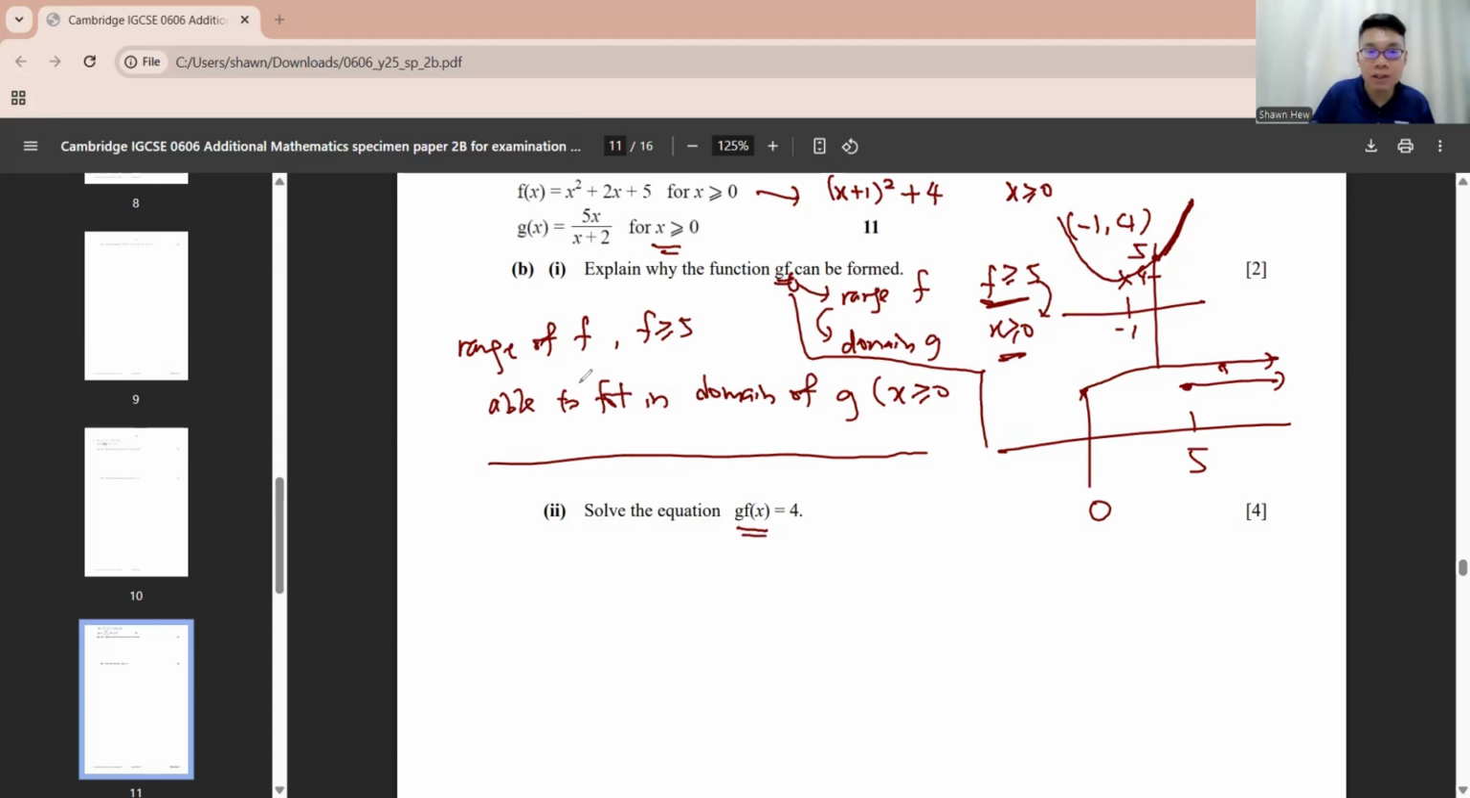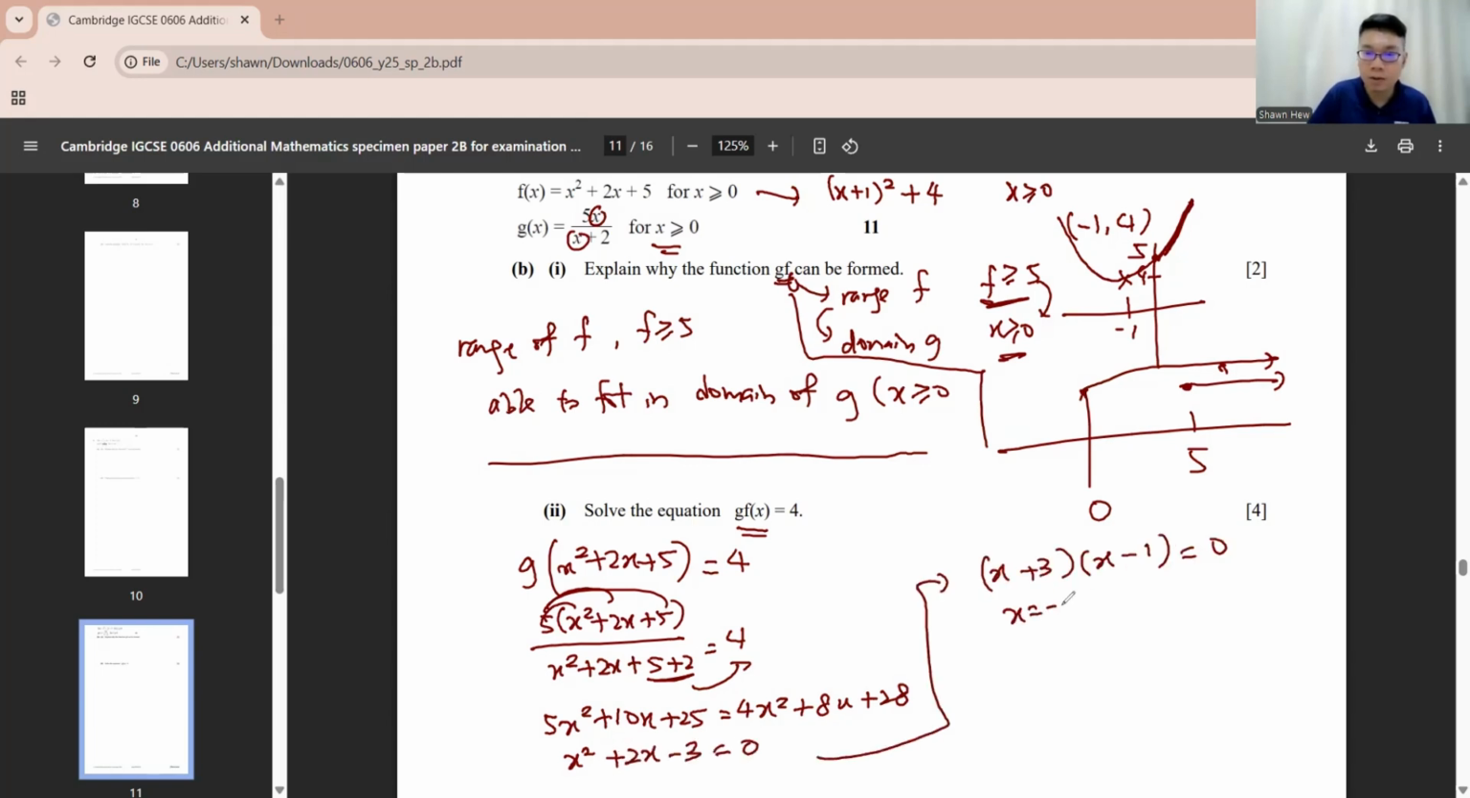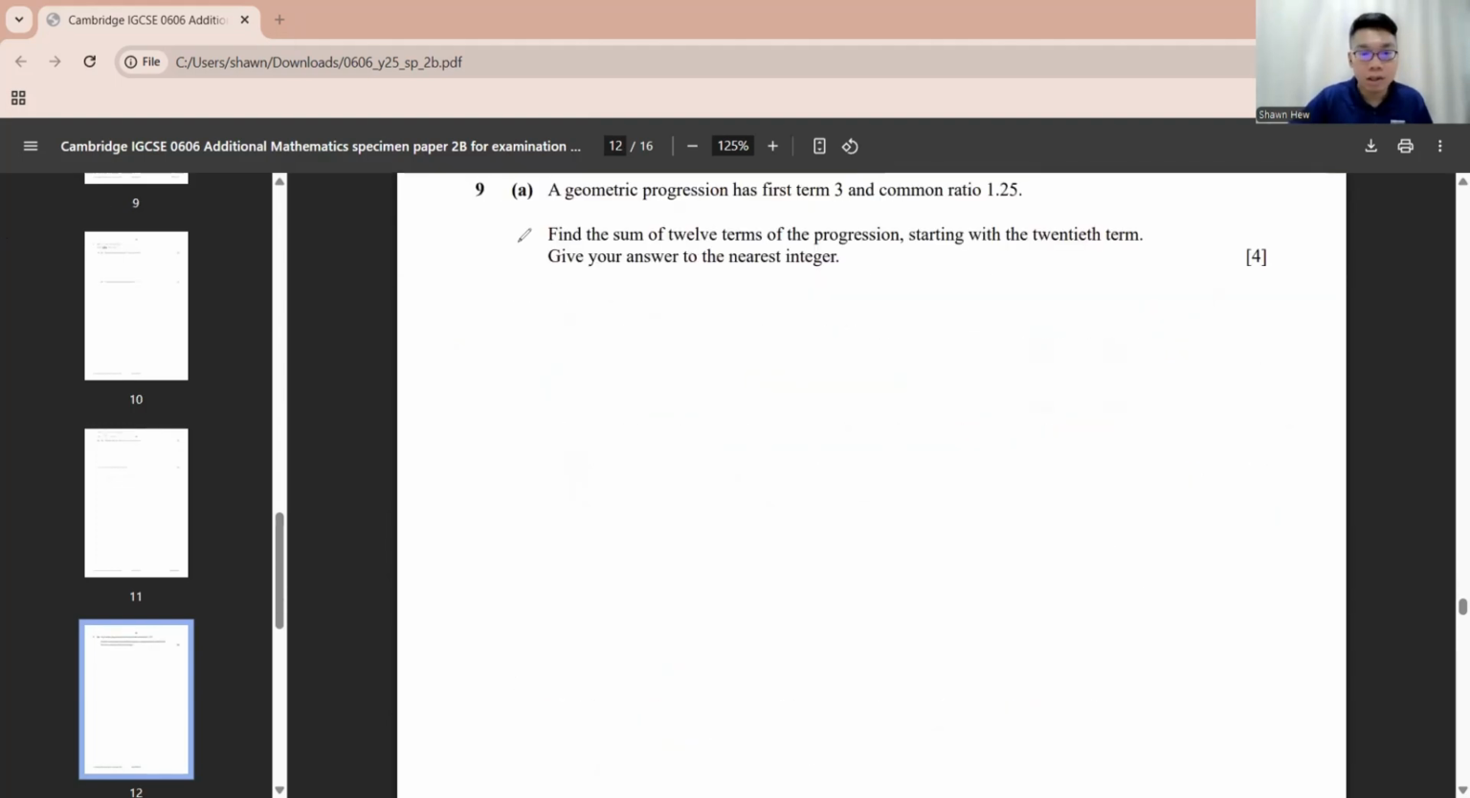Next, we need to solve this equation. So this thing will be substituted into both of the x. So we expand this whole thing with the times there. Here is 7. Here is 28. So everything is thrown to the left. But since x must be more than 0, we reject this part. Only x equals 1. Done.